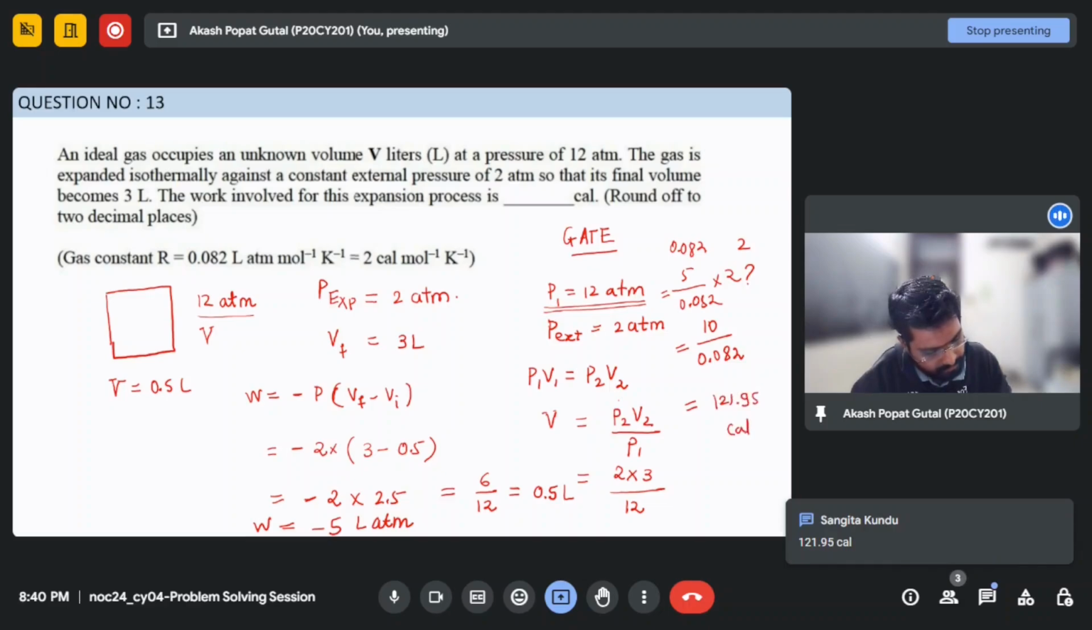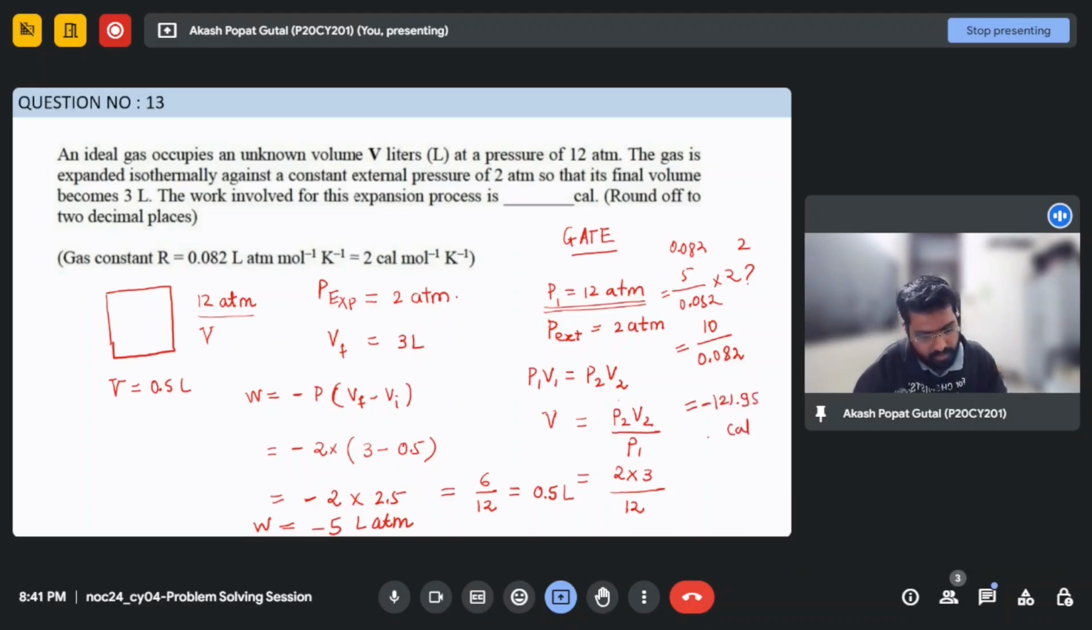121.95 calorie. As this is an expansion, that value must be negative. And the answer given in the GATE answer key is from minus 126 to minus 120. Fine. So your answer is coming as 121.95.